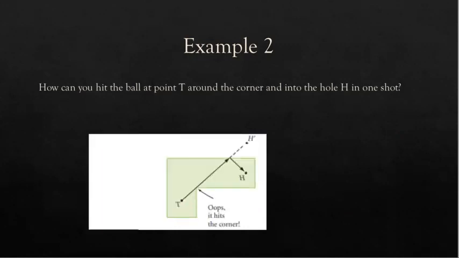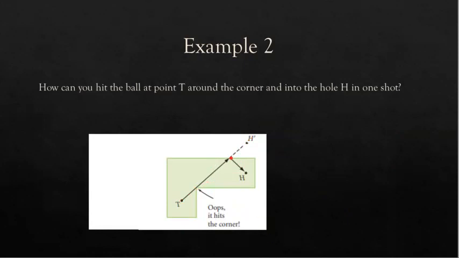If we try going straight, it hits the corner. If we try bouncing off, we would need to reflect H over here to H prime, and then we're going to draw from T to H prime. So we're going to find that point where we need to bounce off the cushion or the wall. But when we try to do that, we're going to hit this corner. Let's try a different spot.